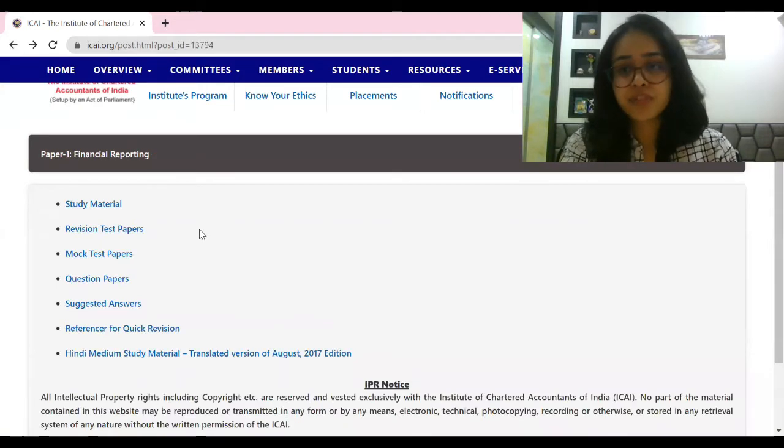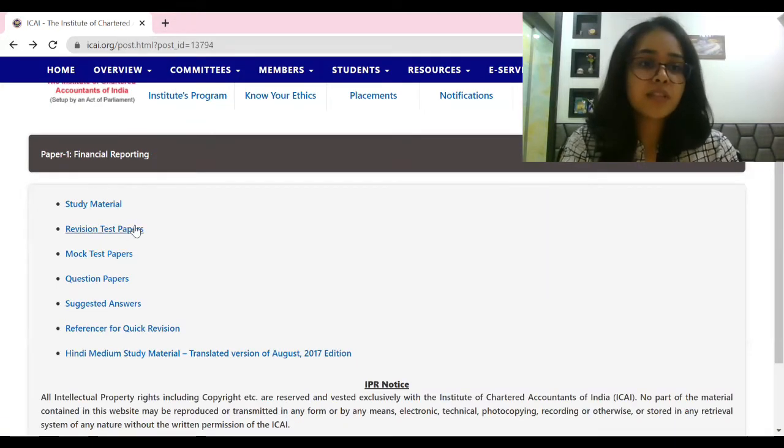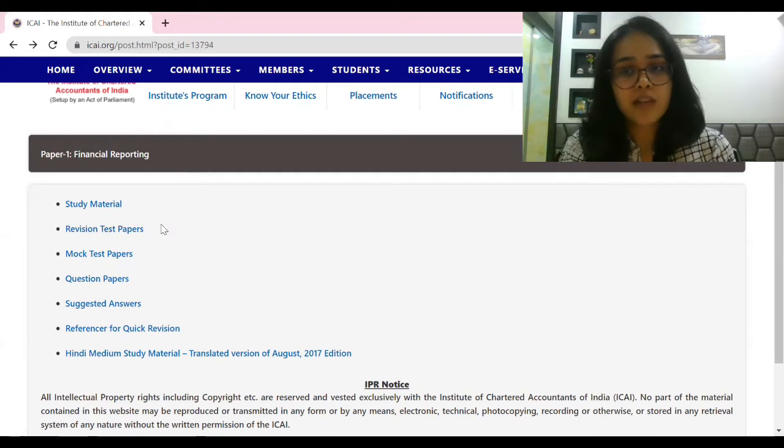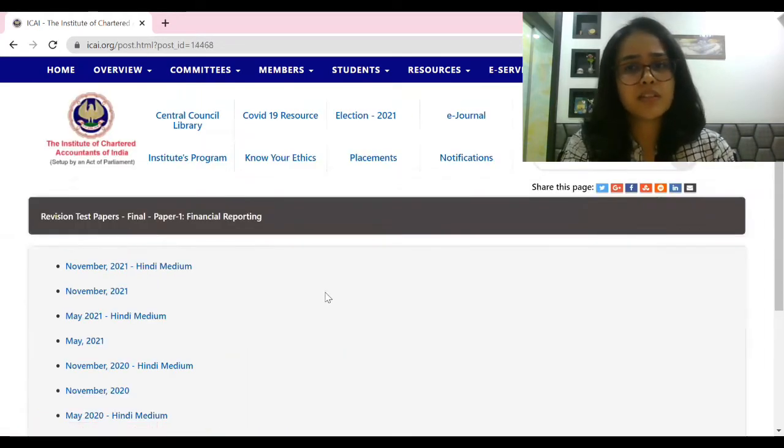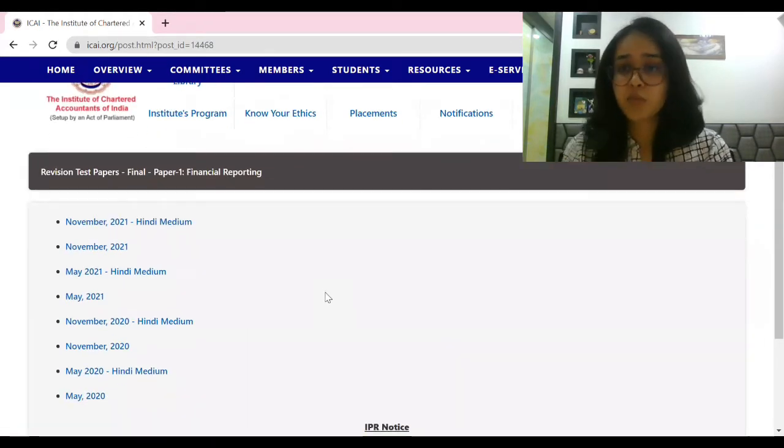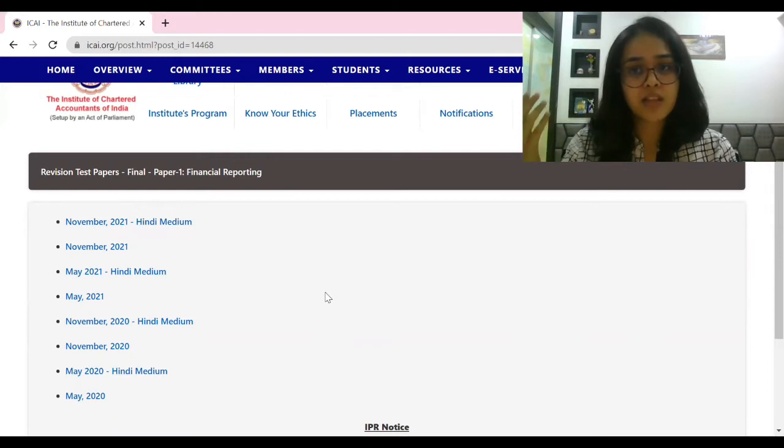Moving back to revision test papers. Now, revision test papers is basically referred to as RTPs also. This is a short booklet which is released for both Group 1 and Group 2. It is usually delivered to your place during your study period. So it's usually after December. Let's say if your attempt is in May, it's usually after December these RTPs are published and delivered to your home. Now these RTPs contain topic-wise questions for practice.